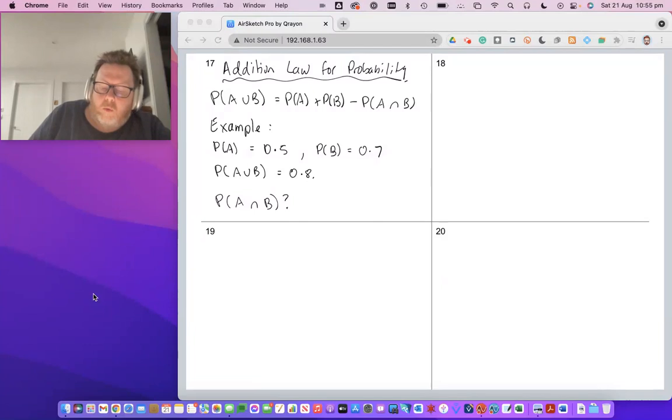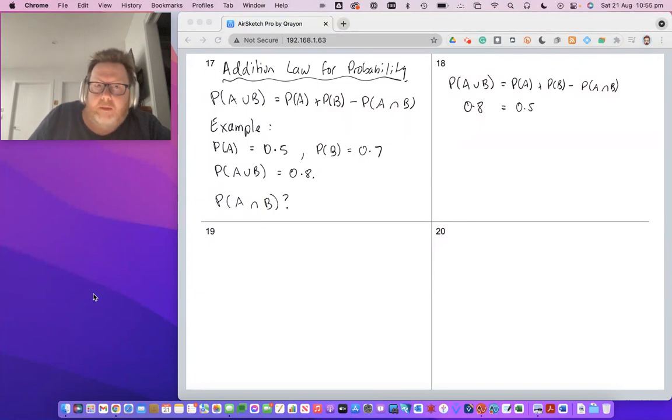So what you would do is you would just state the law. I'm doing this for completeness' sake. You might just want to go straight to the next step. Probability of A union B is probability of A plus probability of B minus probability of A intersect B. Substitute what you know. 0.8 is what we're told is the probability of A union B. 0.5 is the probability of A. Probability of B is 0.7. A intersect B, like so.